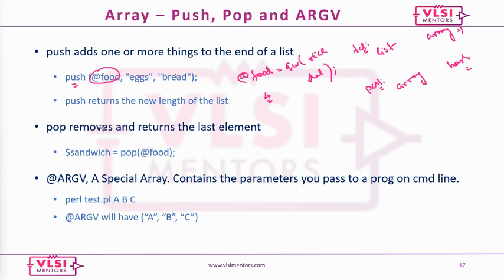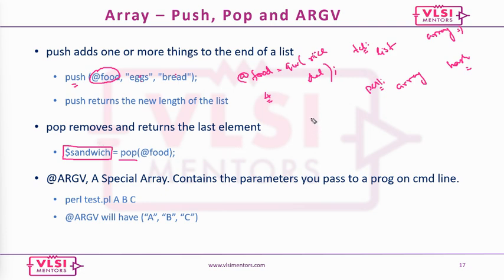Now this is to add the element at the last. Now you want to remove an element from the last. So how do we remove it? Say for example, now you want to remove bread. Pop removes and returns the last element. You just use pop, and the last element of that array would be removed and stored in this variable. Push and pop, we would be using it a lot.